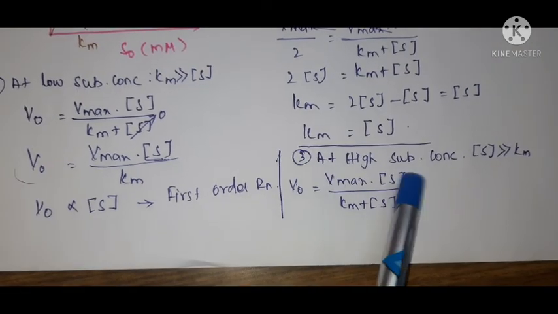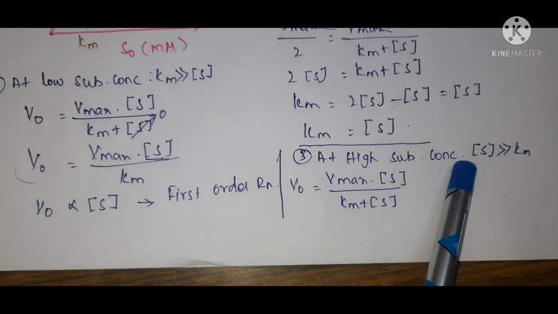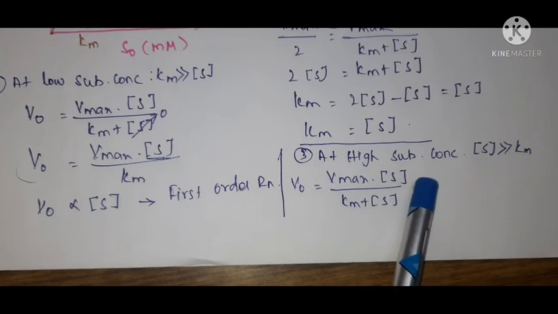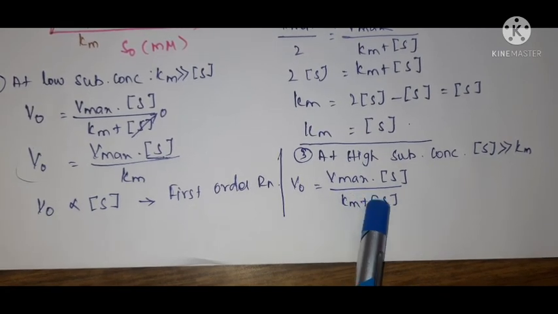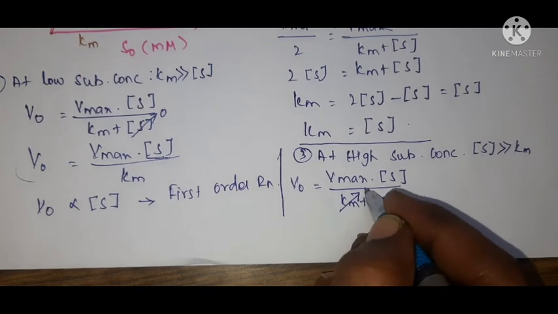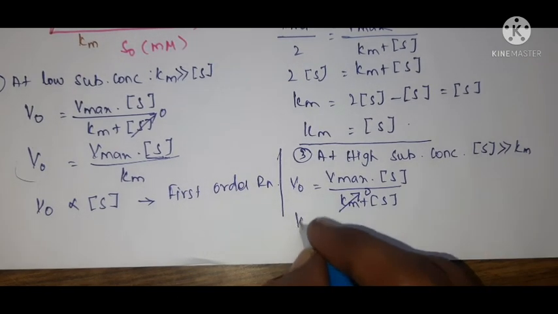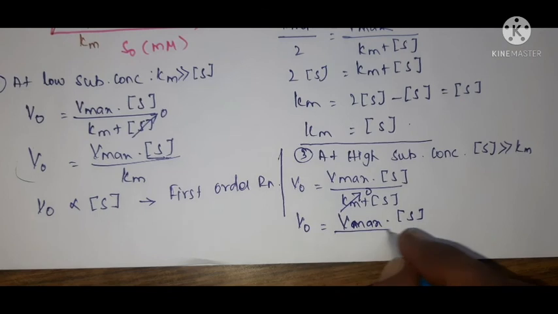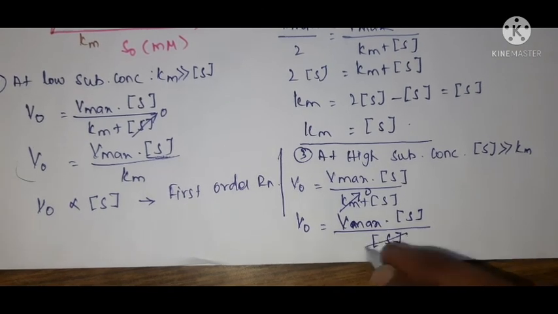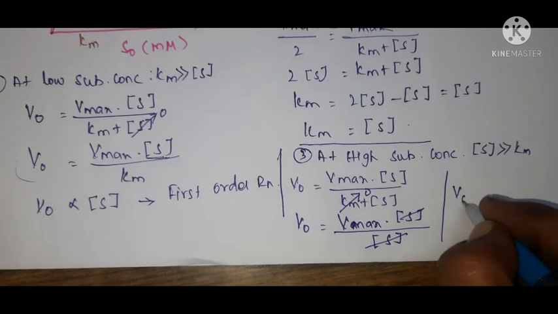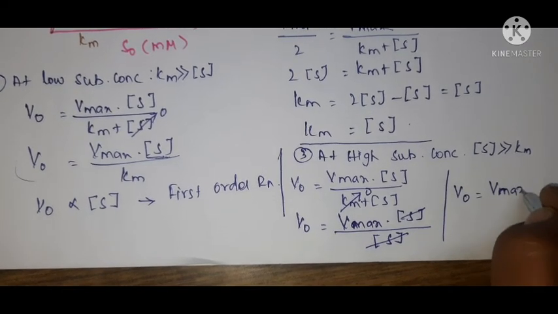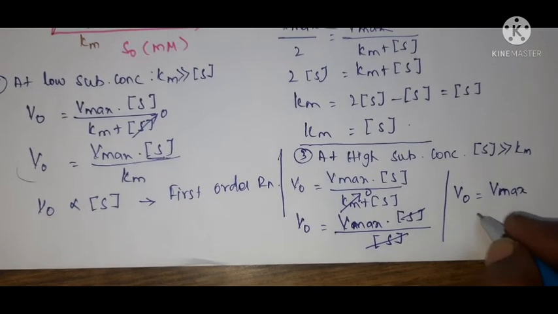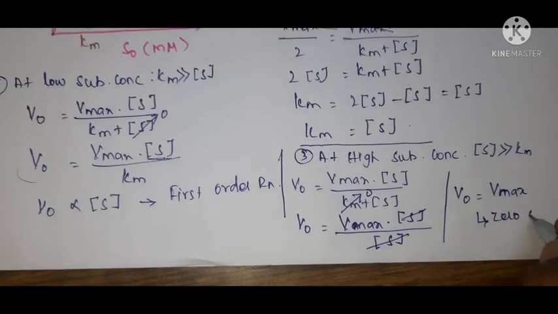Then the third case is at high substrate concentration, where the substrate concentration is much greater than Km. In this equation, Km is insignificant, that is Km turns 0. So you will get V0 is equal to Vmax into S divided by S, so V0 is equal to Vmax. So V0 is independent of substrate concentration, and it follows a zero order reaction.